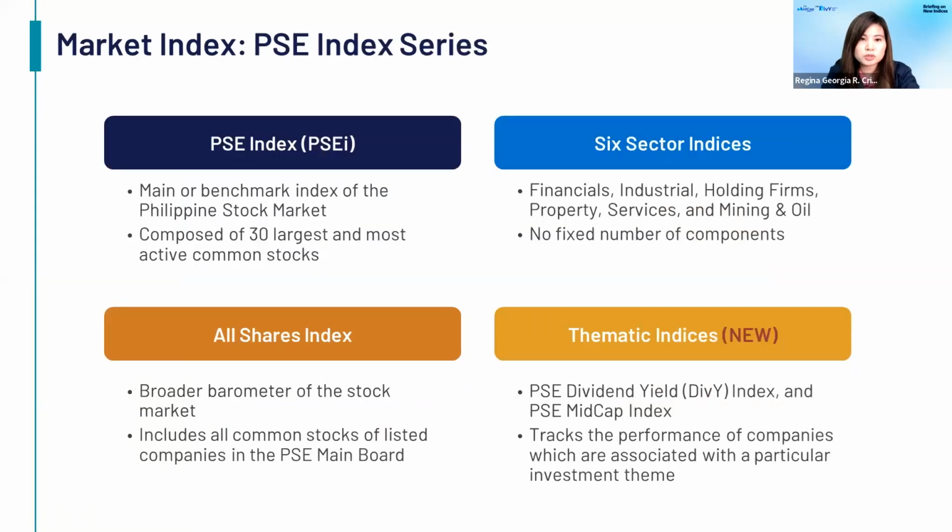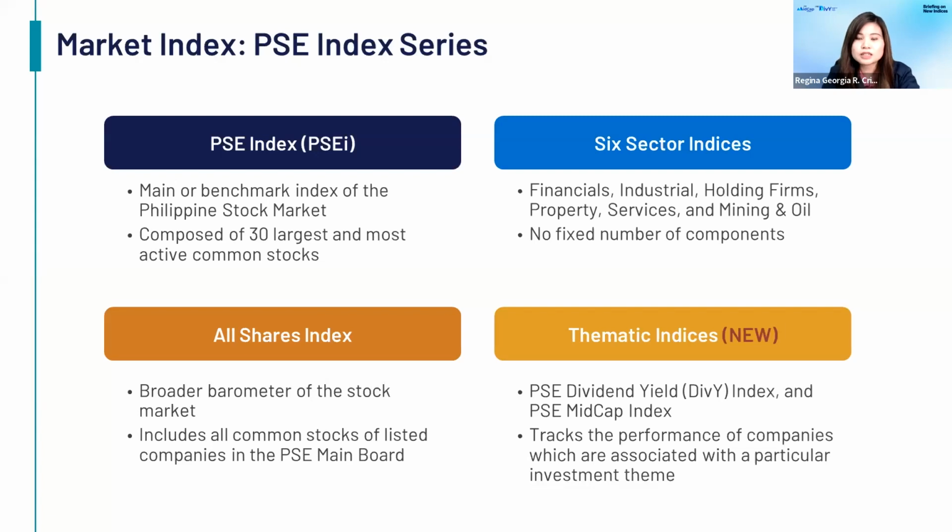Prior to the launch of the new indices, there were 8 indices in the PSE Index series, the first and most widely used of which is the PSE Index or the PSEi, which is the main or benchmark index of the Philippine stock market. It is composed of the 30 largest and most liquid common stocks in the PSE. In 2019, we launched the Total Return Index or TRI counterpart of the PSE Index. The TRI considers gains from reinvestment of dividends aside from capital gains.